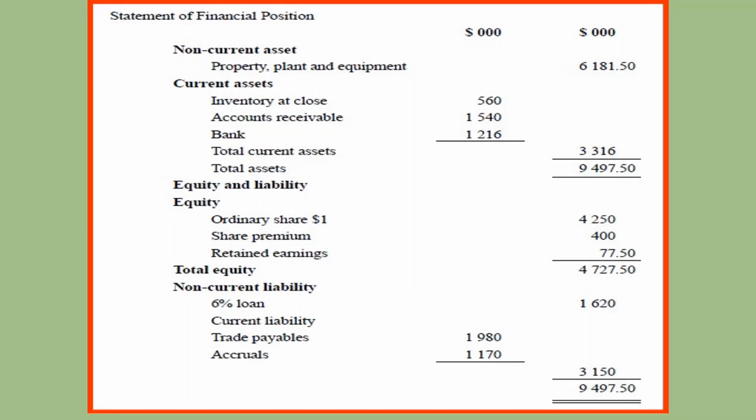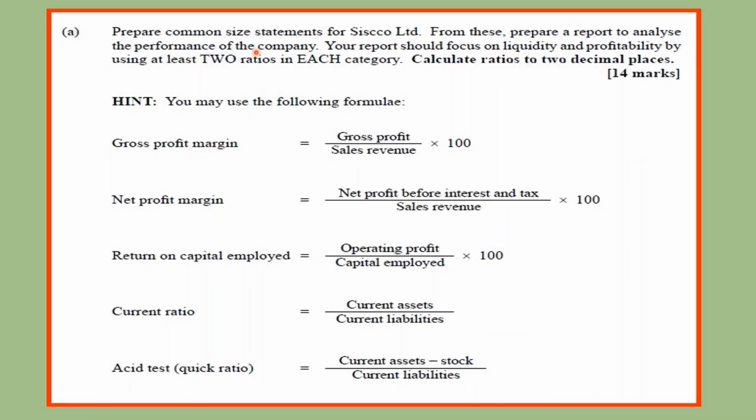Okay, let's see what they require. Prepare common size statements for Cisco Limited. From these, prepare a report to analyze the performance of the company. Your report should focus on liquidity and profitability by using two ratios in each category. Calculate ratios to two decimal places.